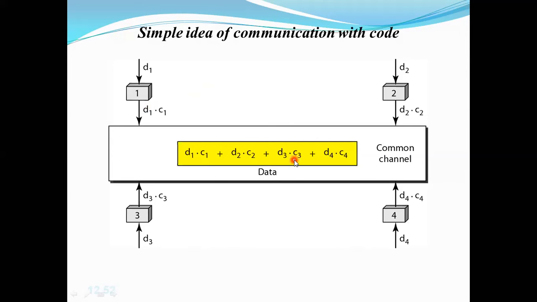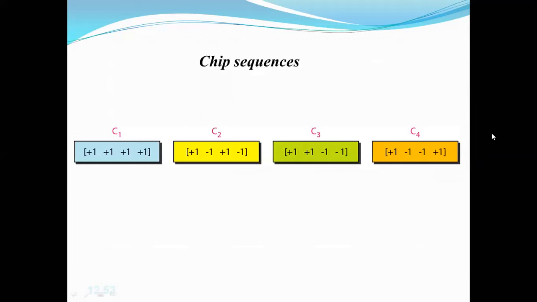Now, another very important thing to discuss here is what is called a chip sequence. What is the actual meaning of chips? You're supposed to know the meaning of chips first. Each station is assigned a unique code, which is a sequence of numbers. Code is nothing but a sequence of numbers, and that is actually called chips. Each station is assigned a code, which is a sequence of numbers, normally called chips.